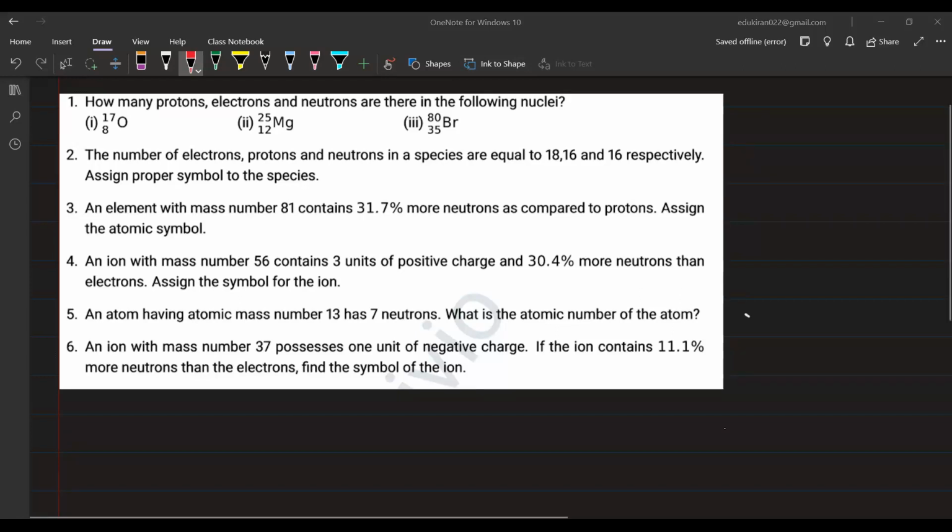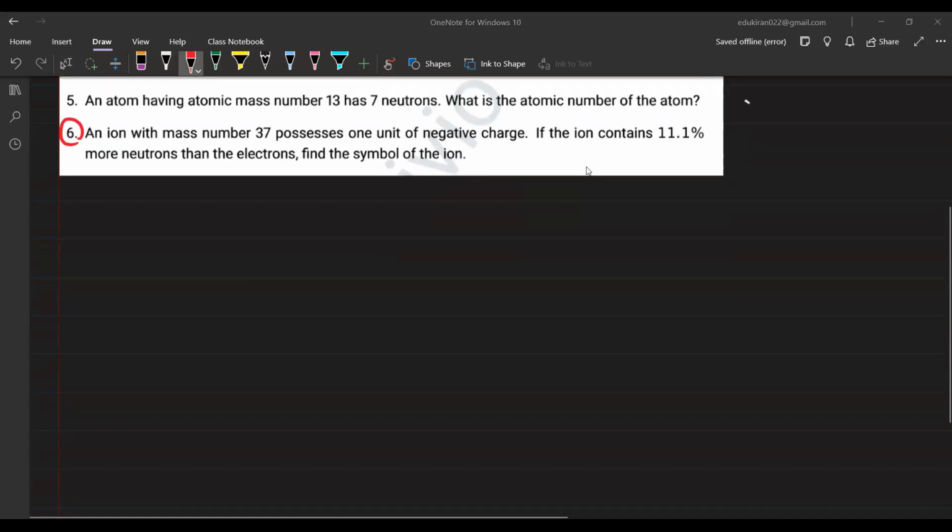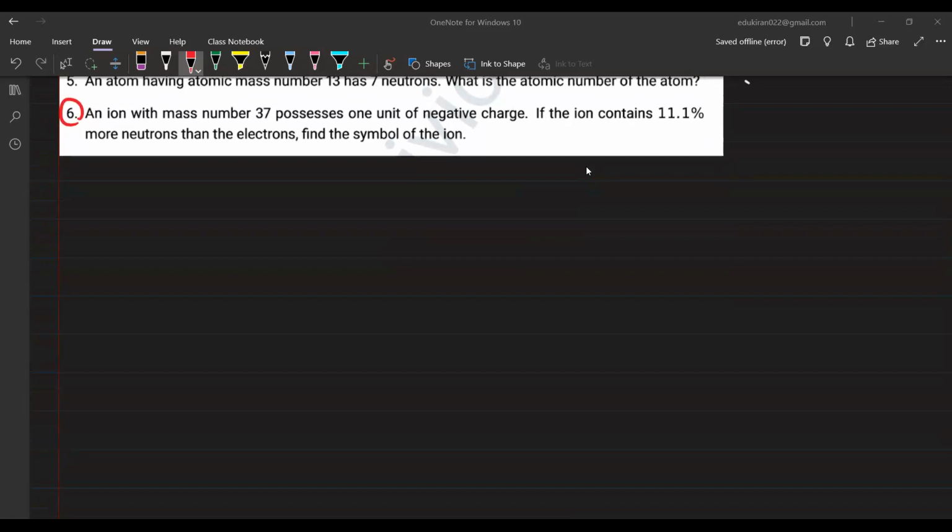Oh, yeah, sorry, sir. Yeah, the sixth one only. 37 possesses 1 year. Okay. So an ion with mass number 37, so A is equal to 37. Or rather, I think I should write it like this. We have some element X with 1 unit negative charge. It is having a negative charge. If the ion contains 11.1% more neutrons than the electrons, find the symbol of the ion.